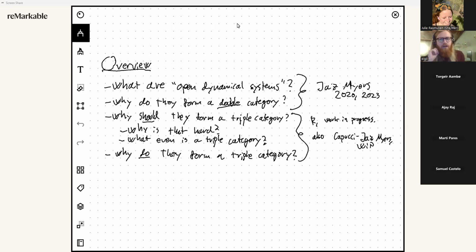I'll tell you why there should be a triple category of open dynamical systems. Then we'll talk about why it is actually quite hard to construct a triple category, and what even is a triple category. And then at the end, what becomes easy when you think about it with homotopy theory is this construction of seeing how they do form a triple category. Okay, so let's get started.